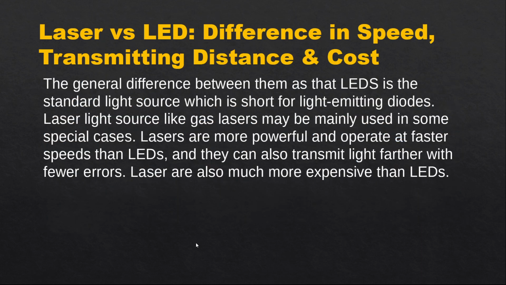Laser versus LED, difference in speed, transmitting distance, and cost. Well, the general difference between them is that LED is the standard light source, short for light emitting diode. Laser light sources, like gas lasers, may be mainly used in some special cases. Lasers are more powerful and operate at faster speeds than LEDs, and they can also transmit light farther with fewer errors. Lasers are also much more expensive than LEDs. Well, that's obviously because of the quality differences between them.